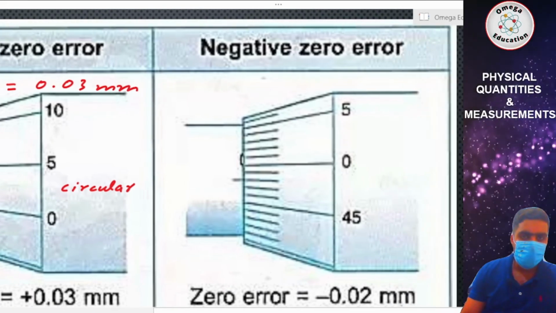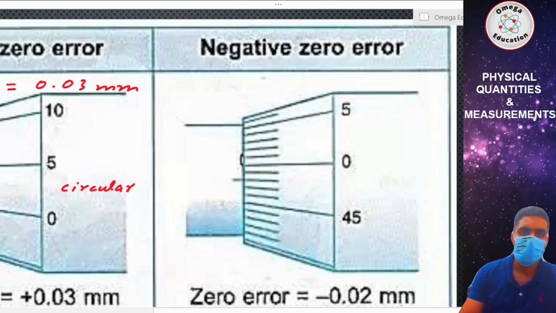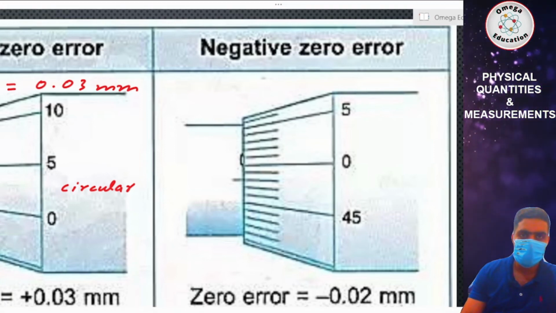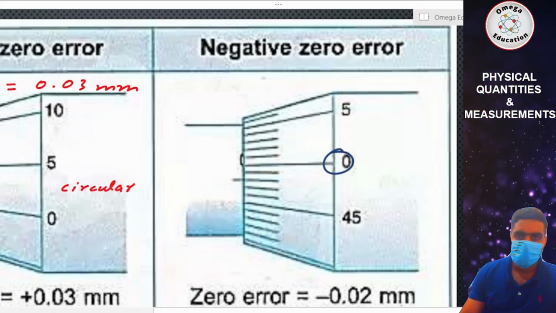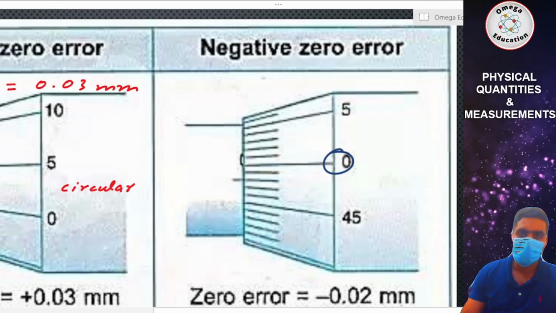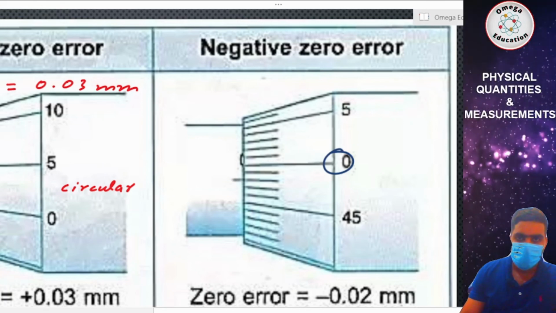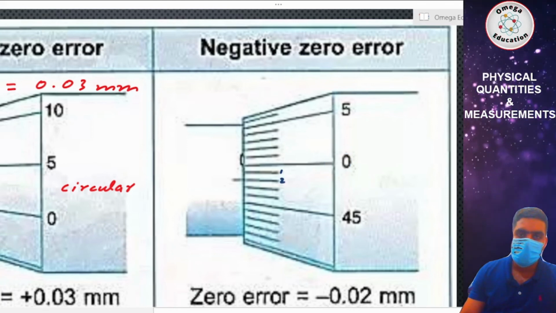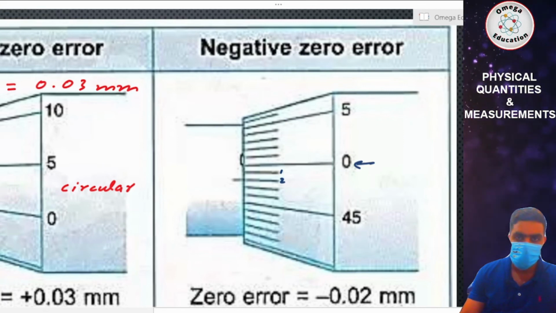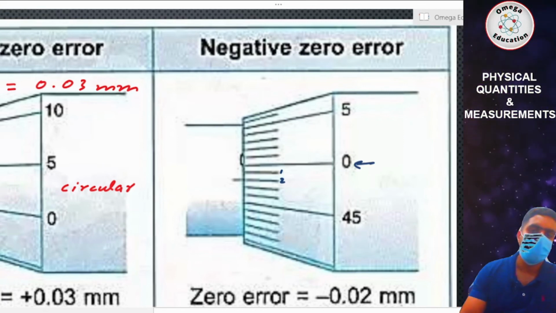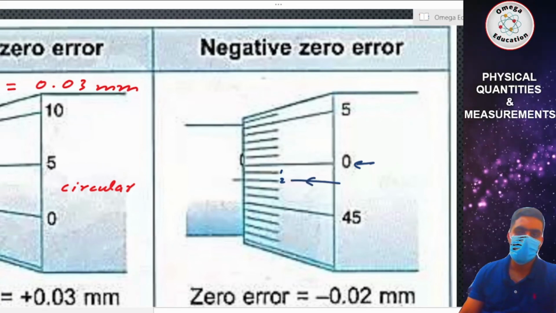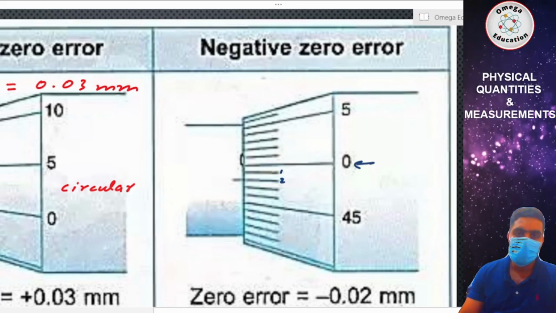Same is the case for the negative zero error. In this one we look for how many lines the circular scale 0 is above the center line. So it is 1, 2. The 0 of the circular scale is 2 lines above than it should be. Ideally it should be here. In order for no zero error, it should be here, but it is 2 lines above.